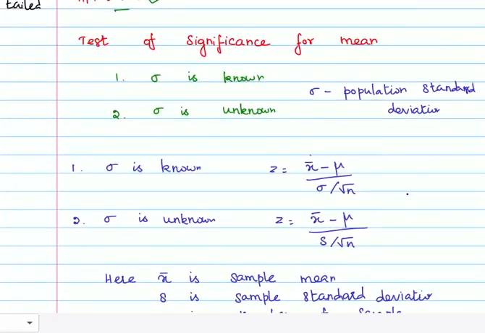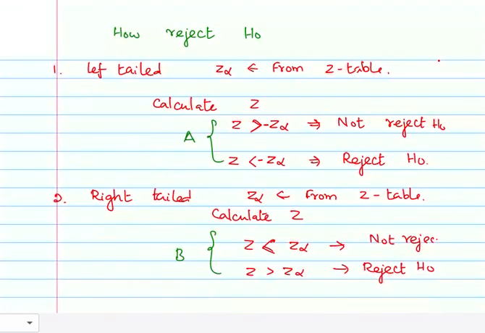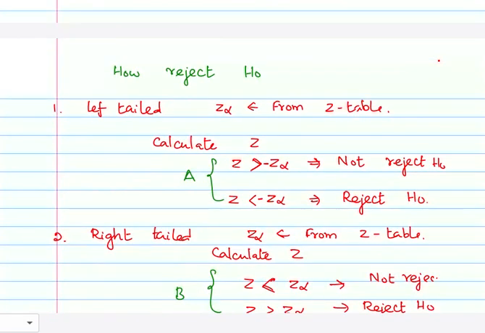Okay. Test of significance for mean has two cases: sigma is known and sigma is unknown. If sigma is known, you use the formula x bar minus mu divided by sigma divided by square root of n. If sigma is unknown, you use z equal to x bar minus mu divided by s divided by square root of n. Now we see how to reject and how not to reject the null hypothesis.